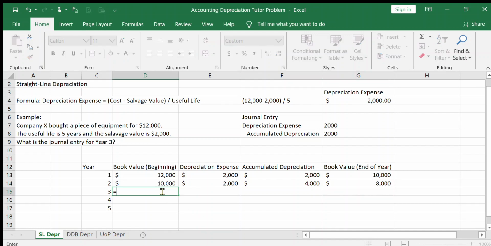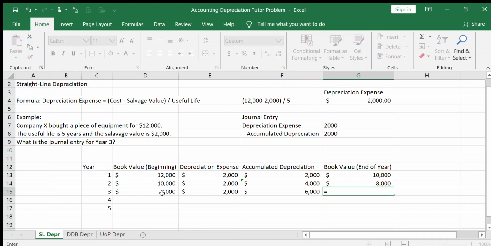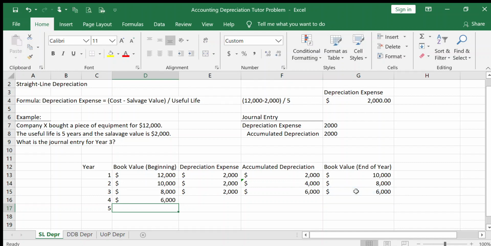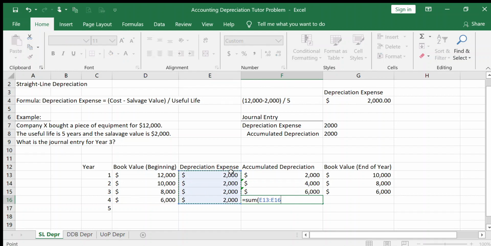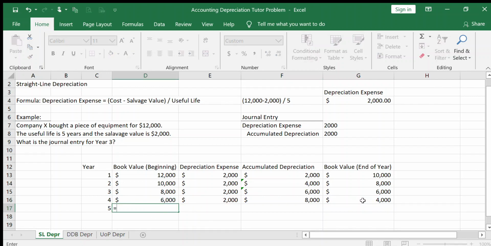So we're going to keep doing this until we've finished our year 5. Again, we have $2,000 of depreciation expense. We're going to sum all the depreciation expenses we've had so far to get our accumulated depreciation, and we're going to subtract our depreciation expense from our beginning book value to get our end book value. So I will just run through the rest of this so that we can fill out our chart. We will have $4,000, it looks like, at the end of year 4. At the beginning of year 5, we will have $4,000 as well.